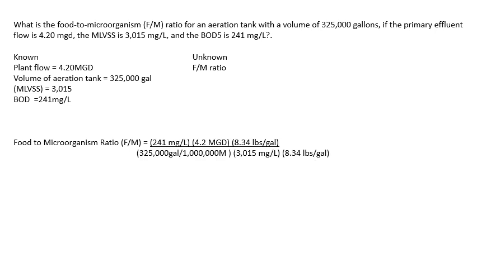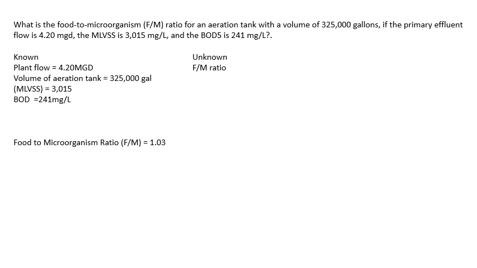So 241 milligrams per liter times 4.2 million gallons a day times 8.34 pounds per gallon, divided by, I went ahead and did the 325,000 gallons divided by a million, so we can get that to 0.325 million gallons times 3,015 milligrams per liter times 8.34 pounds per gallon, and that's going to give you an answer of 1.03. So your F/M ratio is 1.03.